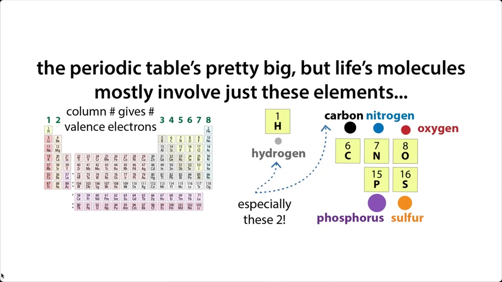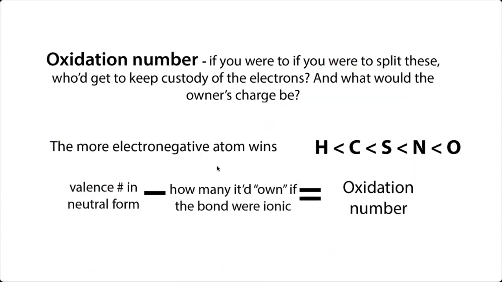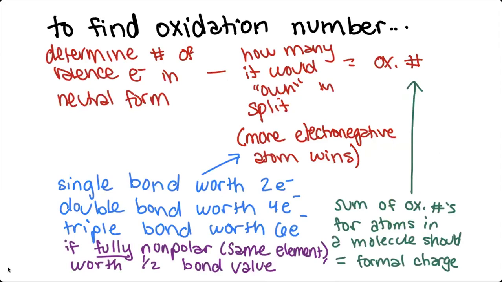We can handle it. What we do to find the oxidation number is take the valence number in the neutral form, so remember, that's just from the column of the periodic table. Subtract how many it would own if the bond were ionic, and voila, we've got our oxidation number. So you take that valence electron number from the neutral form, you subtract how many it would own in the split. Remember, the more electronegative atom is going to get all of them. And then you get your oxidation number. The sum of the oxidation numbers for all the atoms in a molecule should equal the formal charge of that molecule. That's a good way to check whether you did things right.